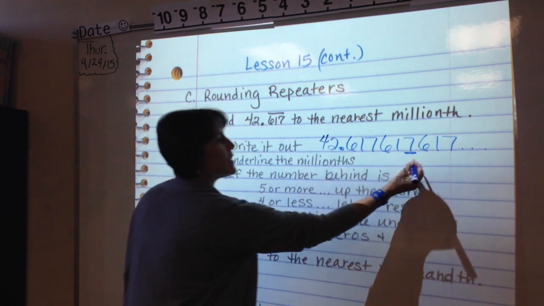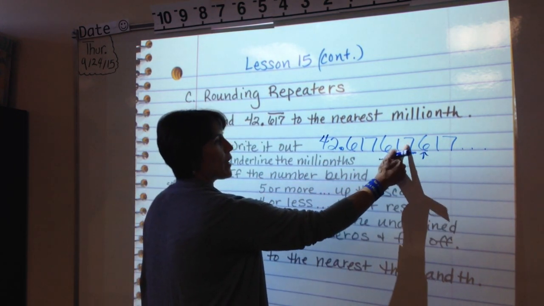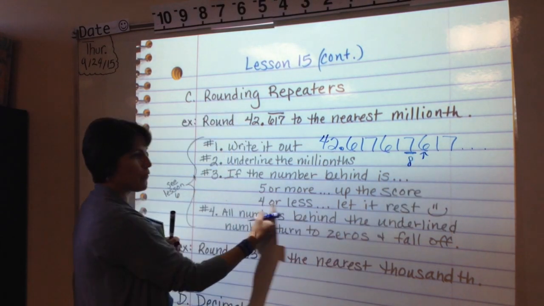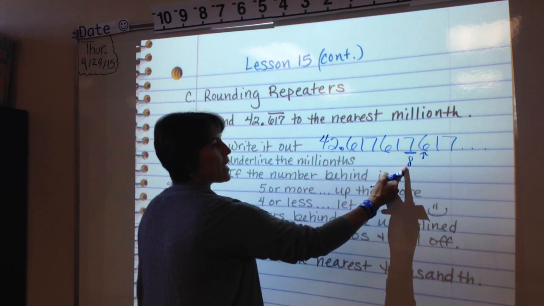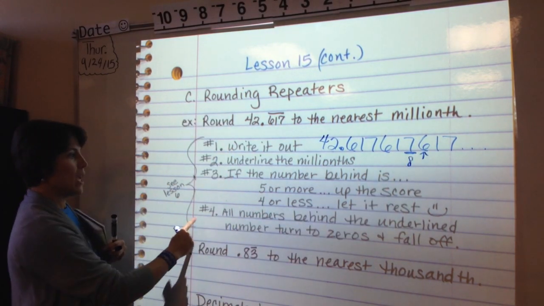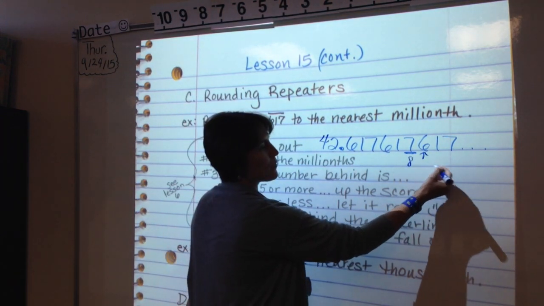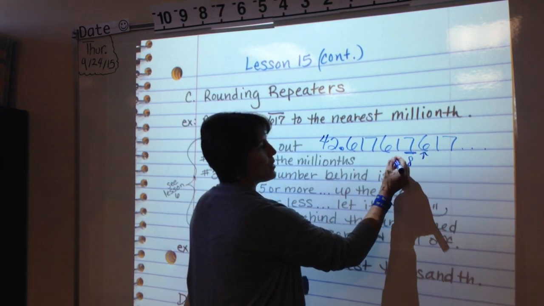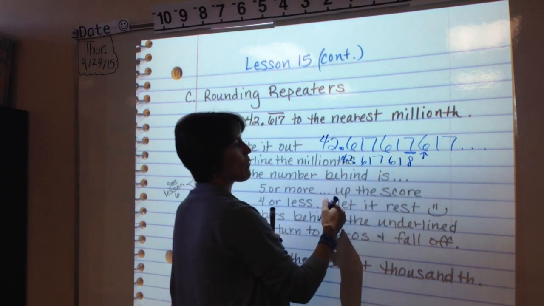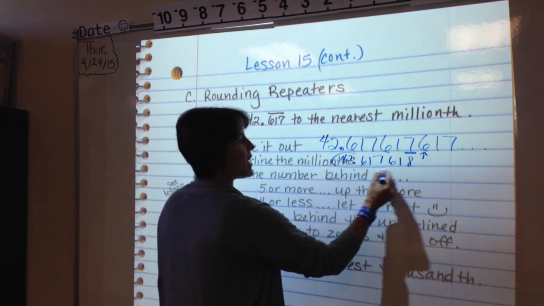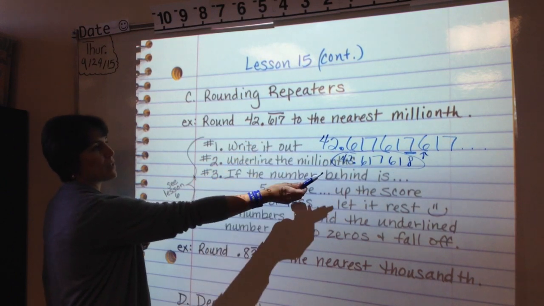Look at the number behind. If it is 5 or more, you bump this one up. So that turns into an 8. If it's 4 or less, you just let this rest and stay 7. But since this is 5 or more, this goes up to an 8. Now, all the numbers behind the underlined number turn to zeros and fall off. So you don't even have to write them as zeros. They're just gone. But you still need all the values in front. That is this repeating decimal rounded to the millionths.